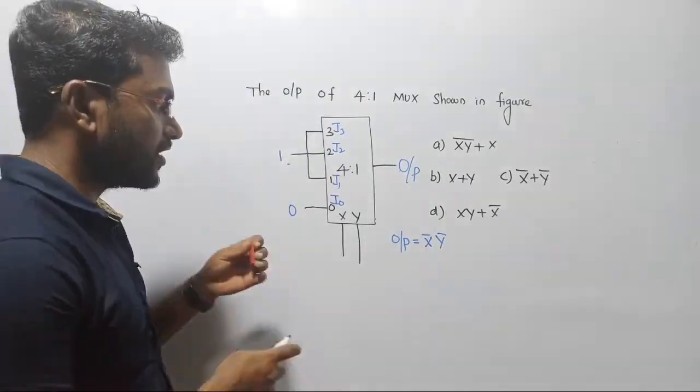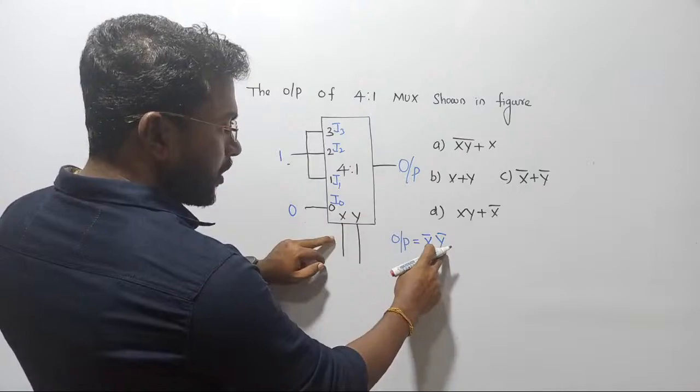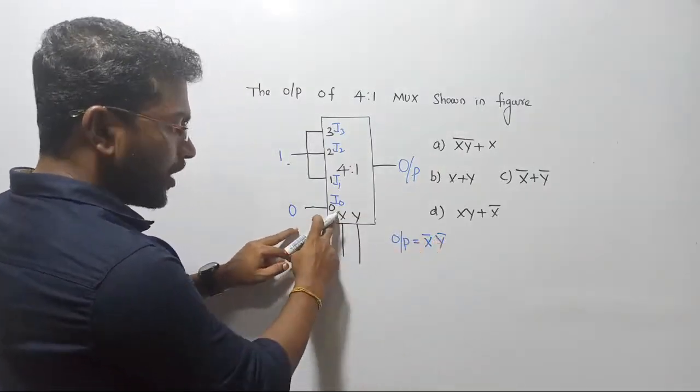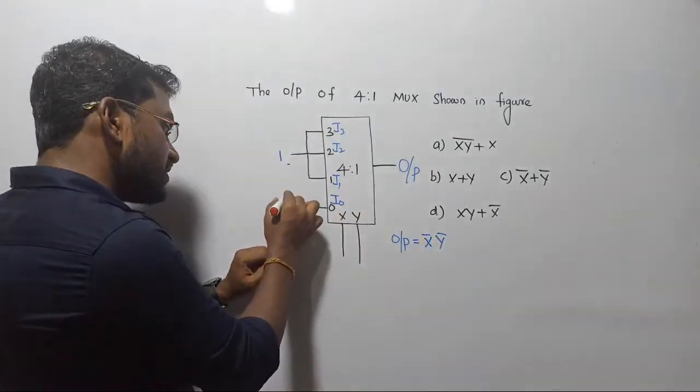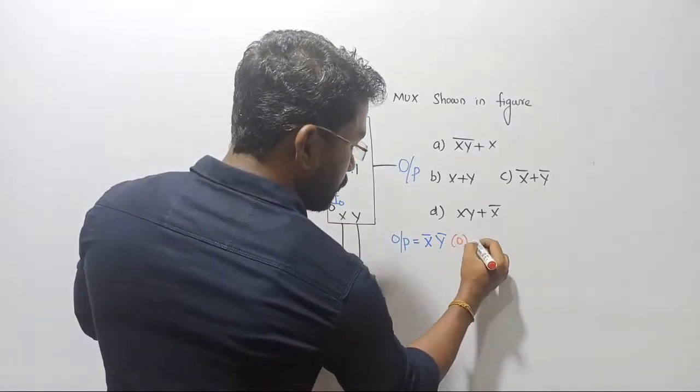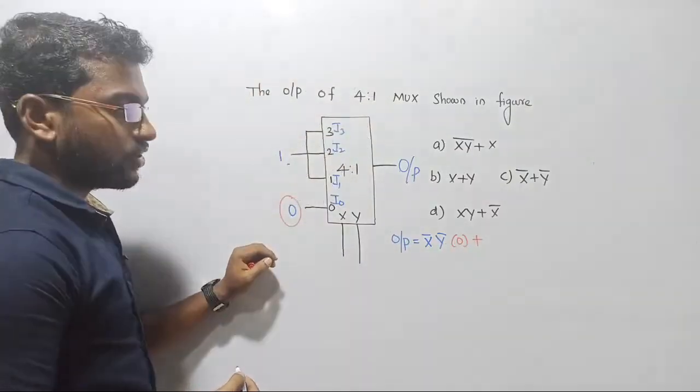Let me write the answer. See there, if both are 0, 0, X bar, Y bar, which line will be enabled? Automatically I0 will be enabled, but I0 is what? On the input side we have 0, right? Input signal is 0 for I0.